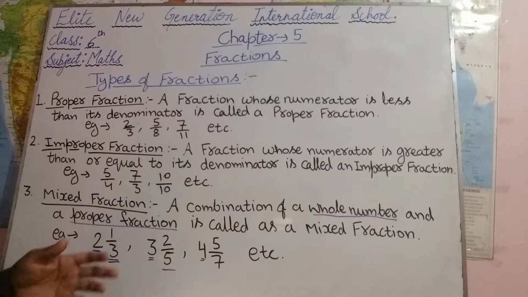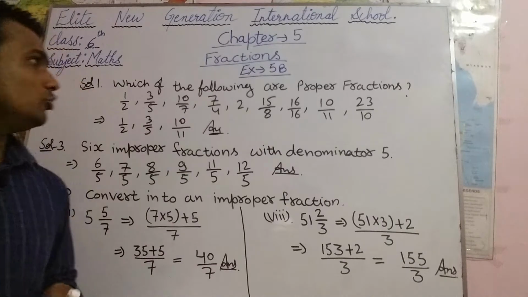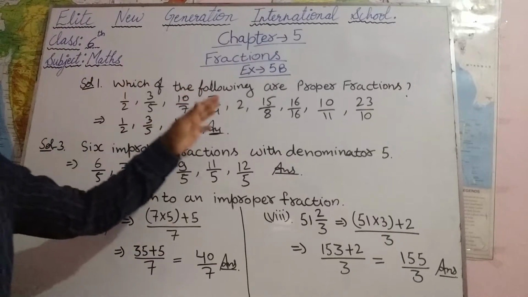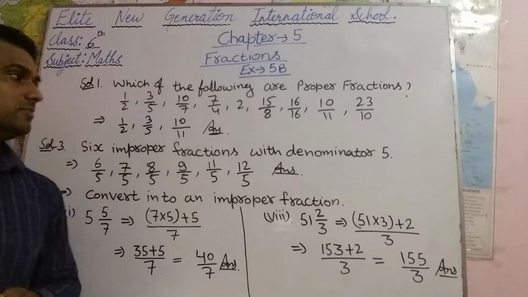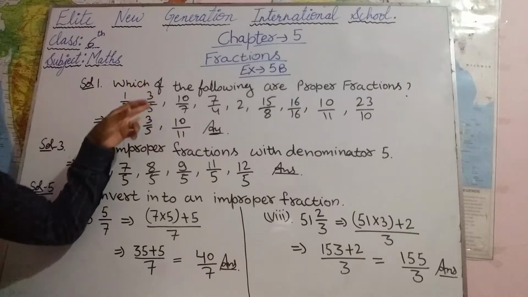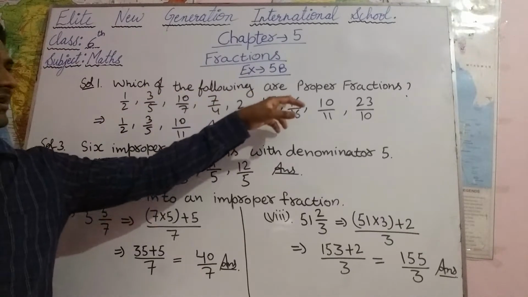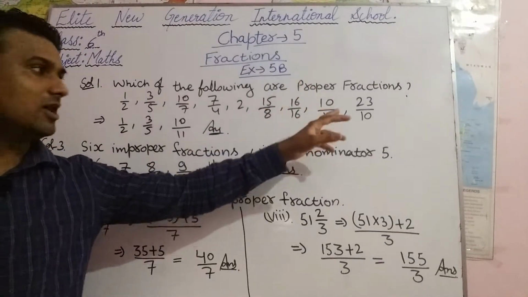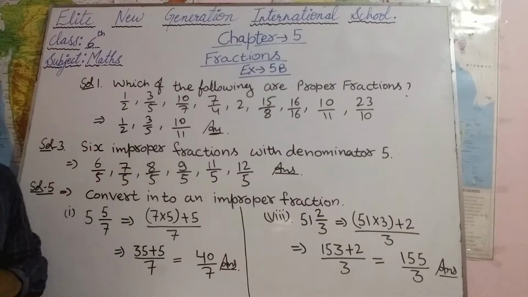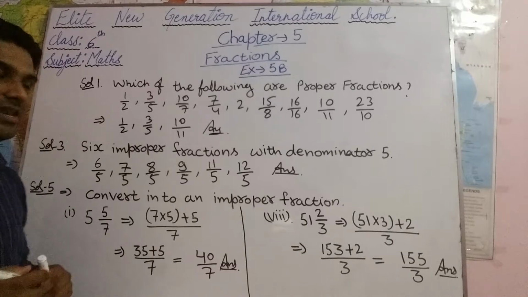So on the basis of this, let's start our exercise. In exercise 5b, see question number 1. In question number 1, which of the following are proper fractions? From these fractions we have to select the proper fractions, that is 1 upon 2, 3 upon 5, 10 upon 7, 7 upon 4, 2, 15 upon 8, 16 upon 16, 10 upon 11 and 23 upon 10. As we know, in a proper fraction the numerator will be lesser than its denominator. So we will select those fractions.